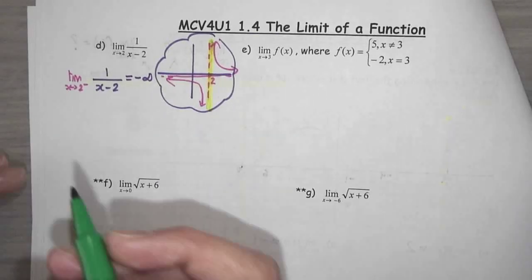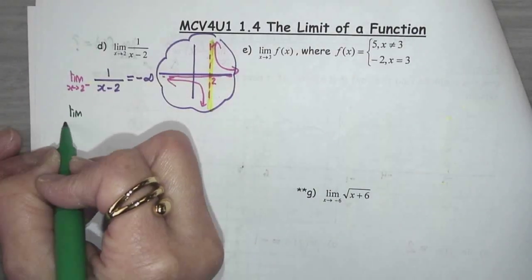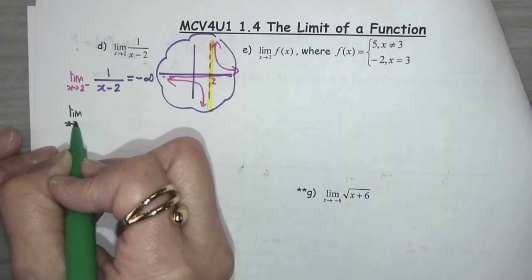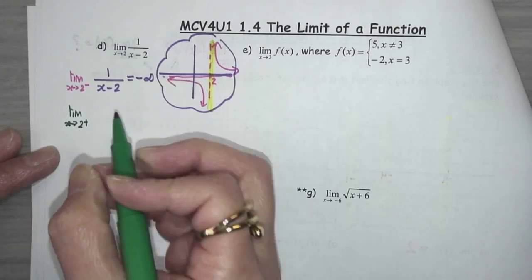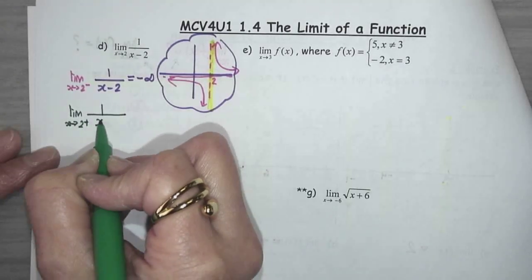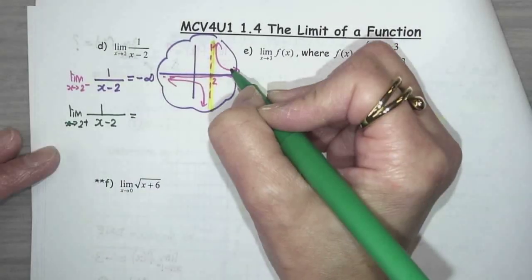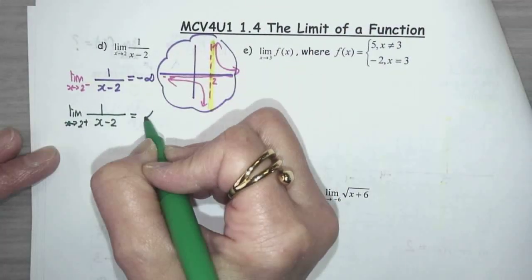As I'm heading from the right, I'm going to write the limit as x approaches 2 from the right of the function, 1 over x minus 2. So from the right, I'm heading upwards this way, so I'm going to be heading to infinity.